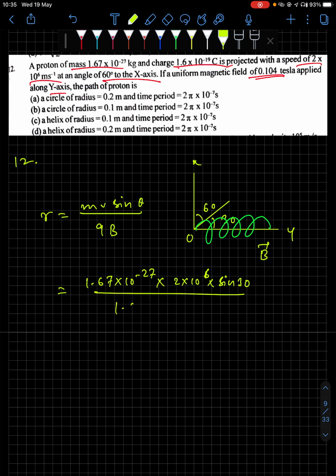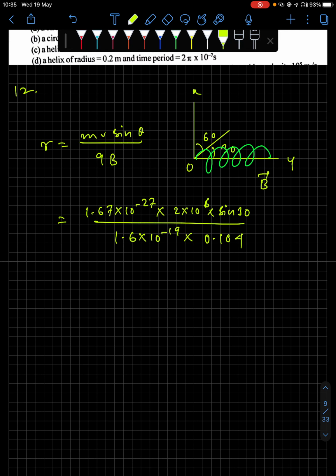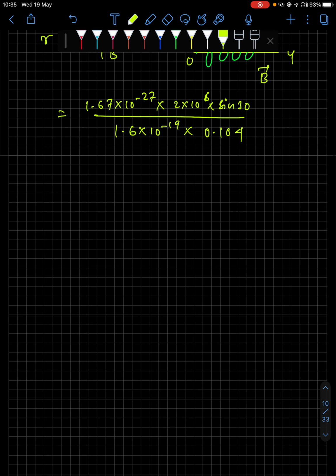Divided by charge 1.6 into 10 to the power minus 19. Field value is 0.104. So I'm avoiding the calculation here. You'll work that out yourself and you'll get the answer to be 0.1 meter.